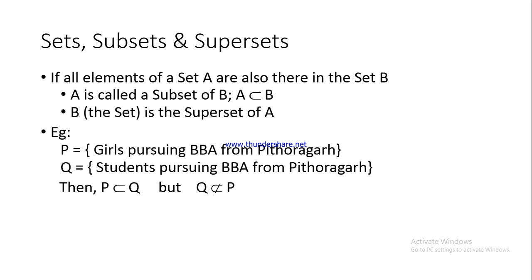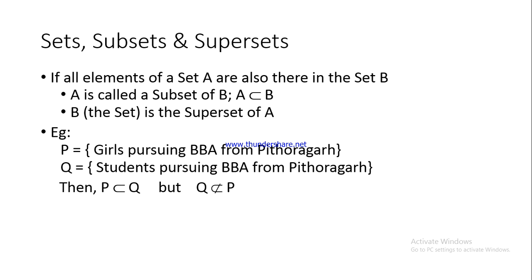So let us take an example. The example here I have quoted again from the department. P is equal to a set that denotes the girls pursuing BBA from Pythagoras, and Q is equal to the students pursuing BBA from Pythagoras. You would be able to understand that students pursuing BBA from Pythagoras would include both boys and girls. So basically, all the girls would also be part of the students group, which means all the elements in P would also be there in Q, and that is why we are saying here that P is a subset of Q.